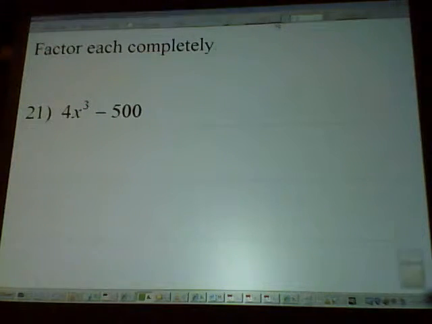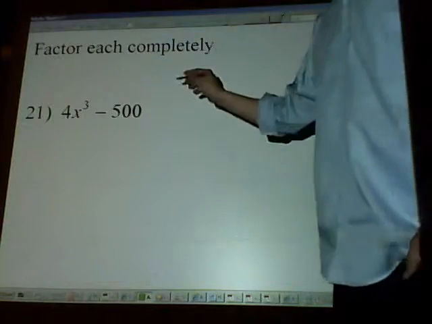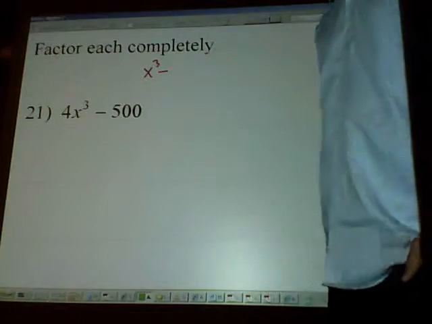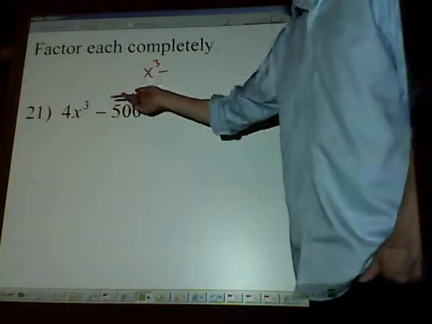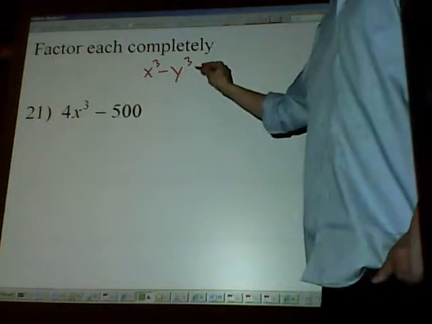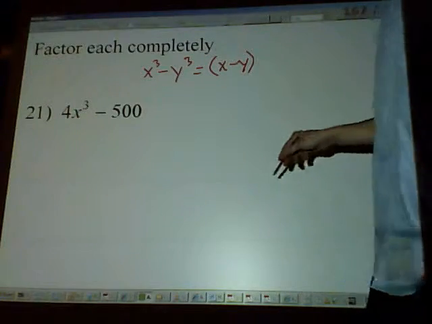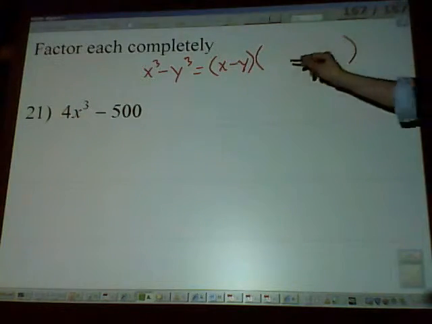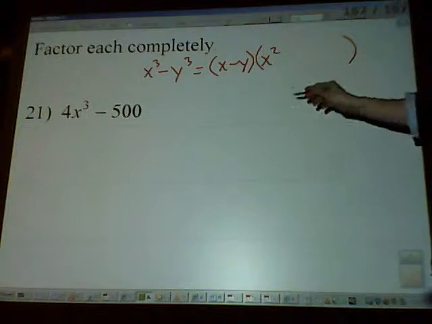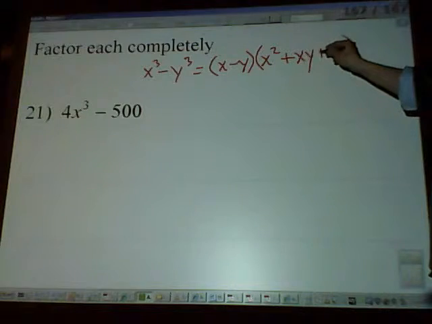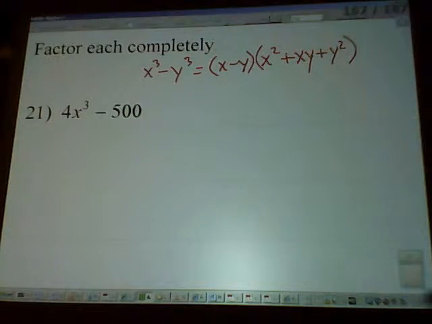So now 21, okay? Here we go. We have a new formula. Now we have a minus. It's no longer a plus. So when you have a minus in between two cubes, you have to make sure that you use this formula, all right? It starts off with x minus y instead of x plus y. And now this term that used to be a minus is now a plus. And then at the back, we still have plus xy, plus y squared.